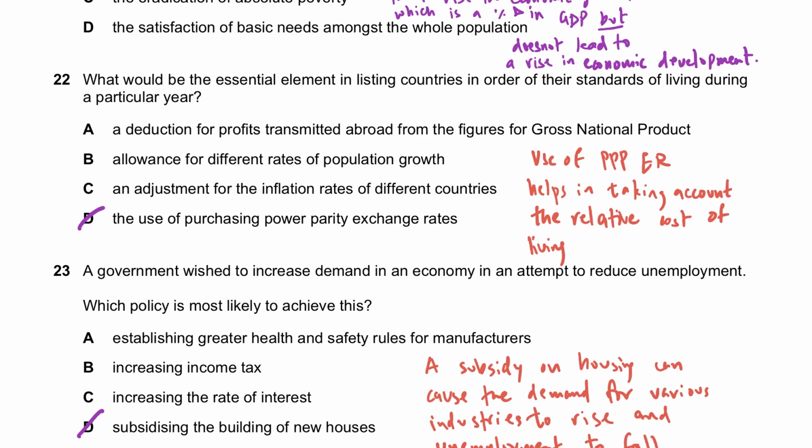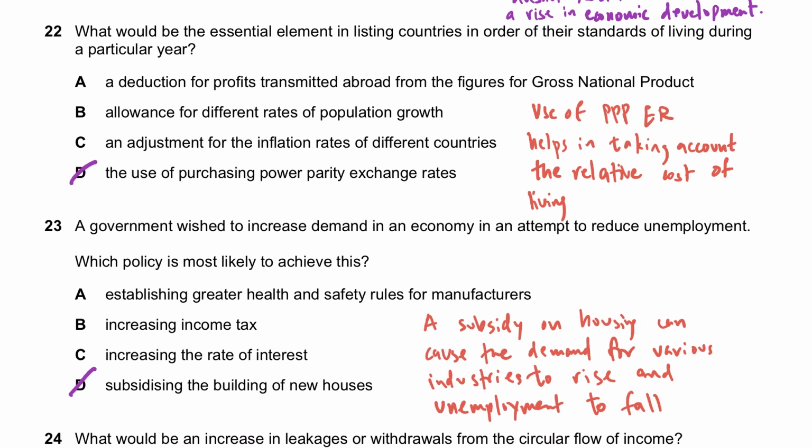Number 23 says the government wished to increase the demand in an economy in an attempt to reduce unemployment. Which policy is most likely to achieve this? And the answer is D, subsidizing the building of new houses. A subsidy on housing can cause the demand for various industries to go up, and that can cause unemployment to fall. This is basically why, when the government wants to increase demand in the economy and reduce unemployment, you may need a policy which can make the AD curve shift to the right.